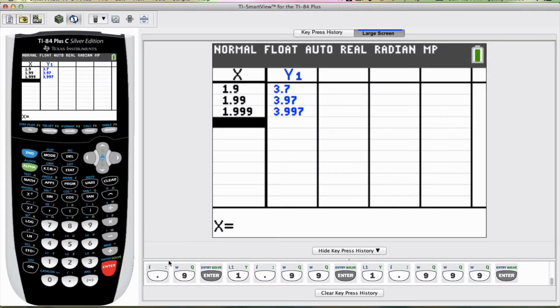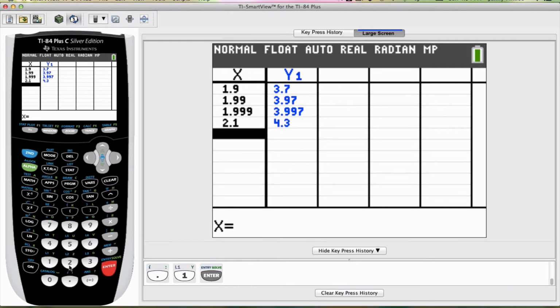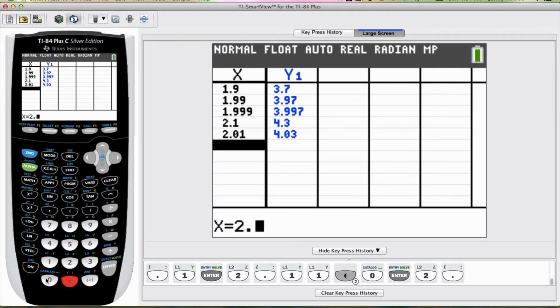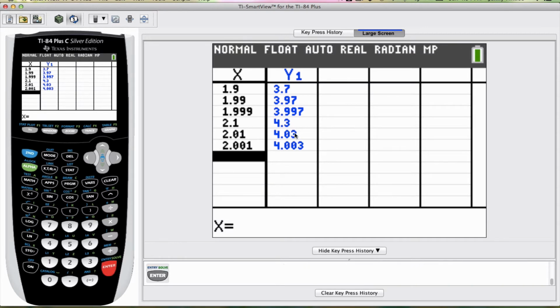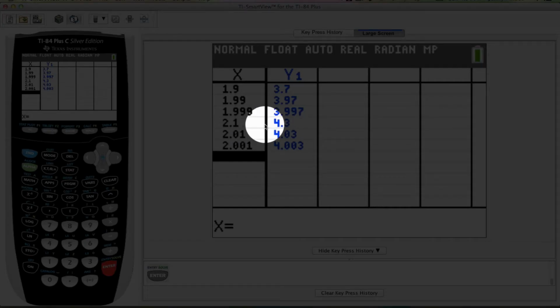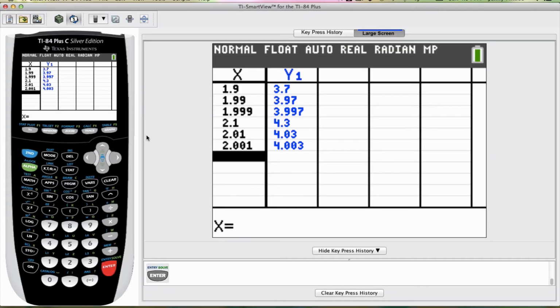Okay, so let's see if that's true coming from the right side as well. So I'm going to type in 2.1, 2.01, and then 2.001. And we notice, okay, further away from 2, we're at 4.3, and then we get to 4.03, and then 4.003. So it does appear that from both sides we are approaching a height of 4.